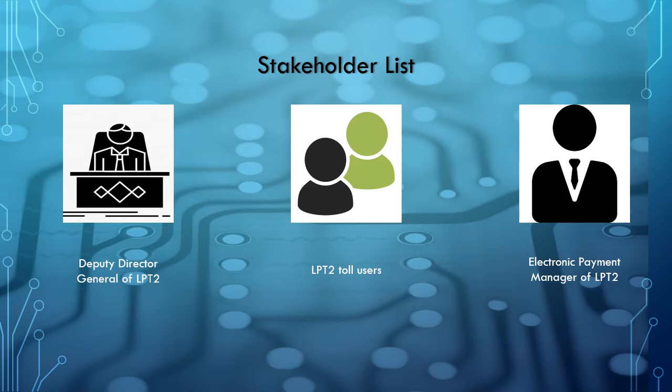Second is the LPT2 toll users. They are someone who drives any type of vehicle on the highway through the LPT2 toll gate. He or she has to pay the toll with cash or using an online payment system. Third is the Electronic Payment Manager of LPT2. The Electronic Payment Manager has to formulate and produce creative e-finance products. He or she works closely with the production management for creating a new system with better features.